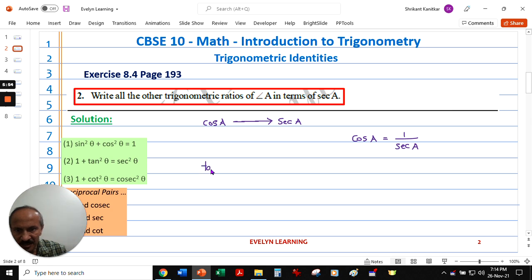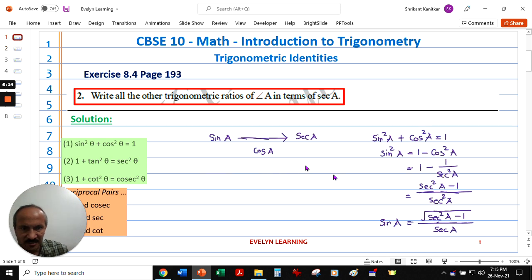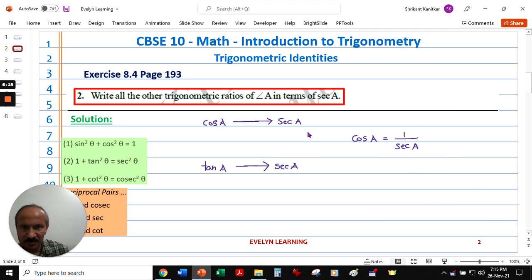Next, I will express the third trigonometric ratio, that is tan A, in terms of secant A. To express tan A in terms of secant A, I have two ways to do that. One is I can use my sin and cos answers, because tan A is sin A upon cos A. I already have my answer here for sin A, and here is my answer for cos A. So using my answers for sin A and cos A, I can get the answer for tan A by doing sin A upon cos A.